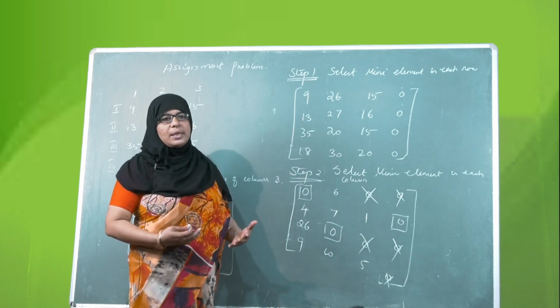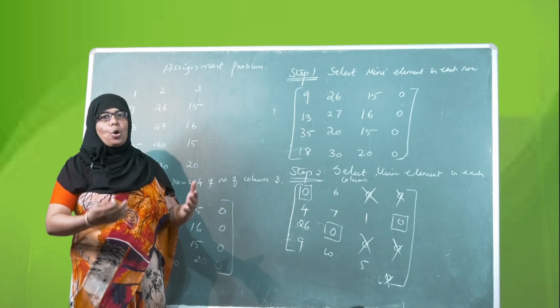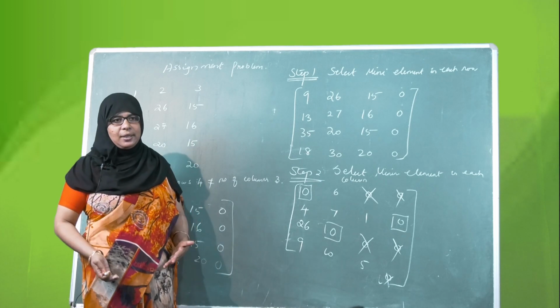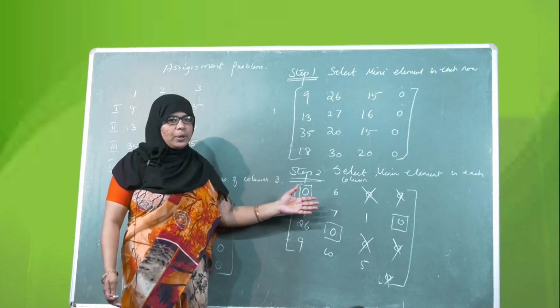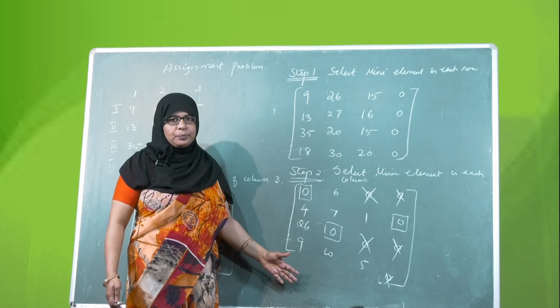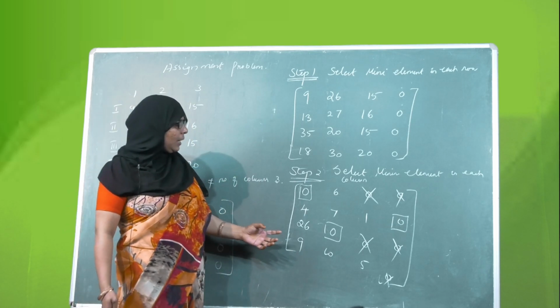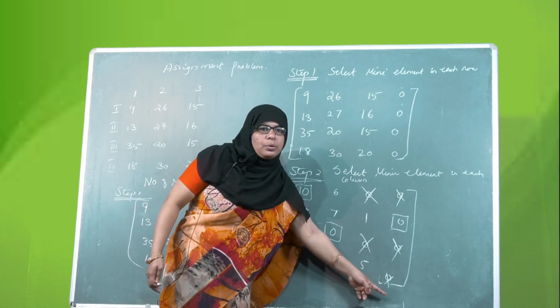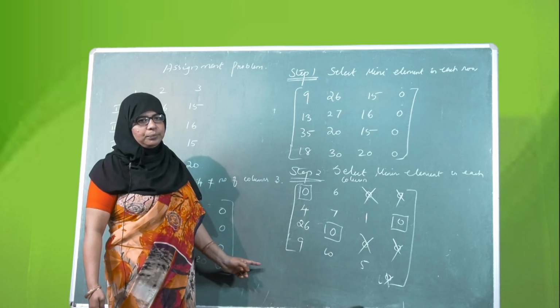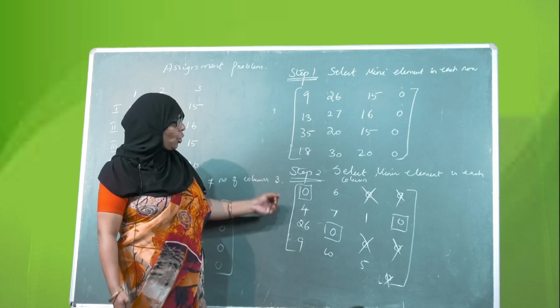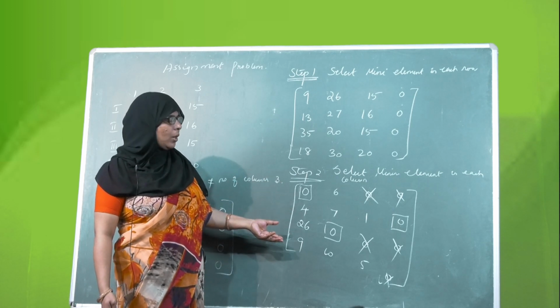So, what are the rules in the assignment problem? In each and every row and column, a zero must be allocated. Otherwise, you continue into the next process. First of all, you have to remember which row the zero is not allocated. Which row in this problem, which row zero is not allocated?